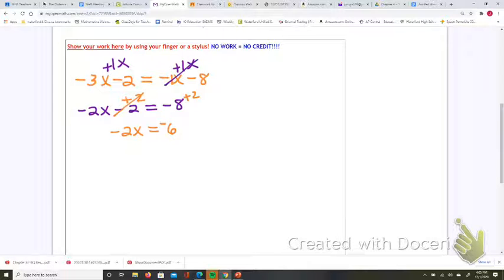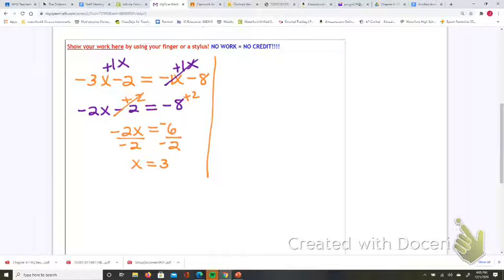The last step is to undo the multiplication. So we find our x, and the number by the x is -2. So we divide by -2, divide by -2. -2 divided by -2 is 1x. A negative divided by a negative is positive. -6 divided by -2 is +3. So we have our answer.